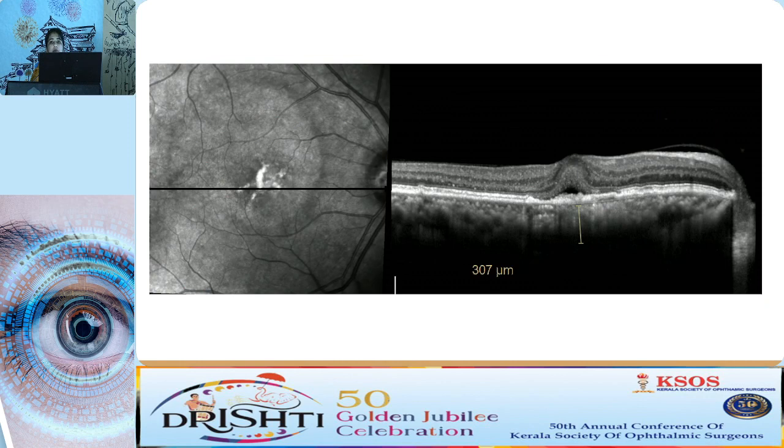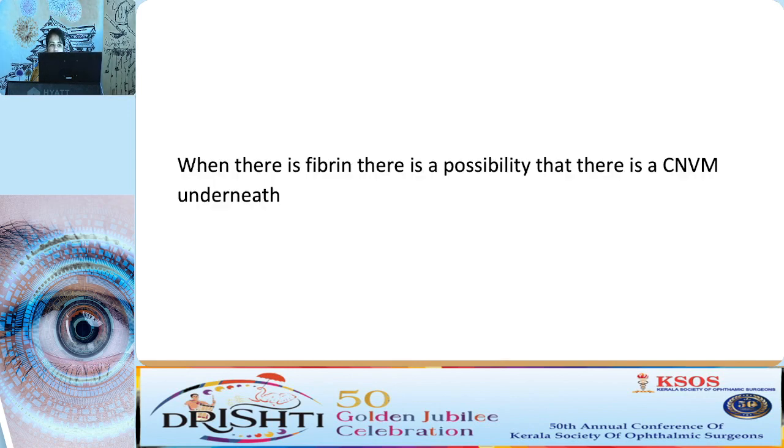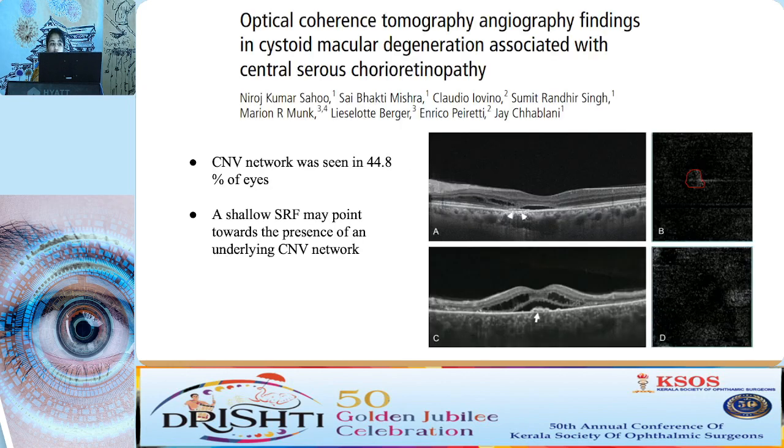This is the OCT image after 4 to 5 months, where we can see the fibrin has also reduced considerably, and the vision had improved to 6/9. So this is the message from this case, that when there is fibrin, there's a possibility that there is an underlying CNVM, so we have to look for it.